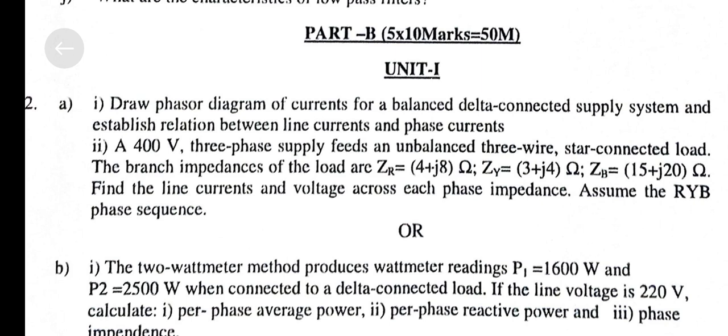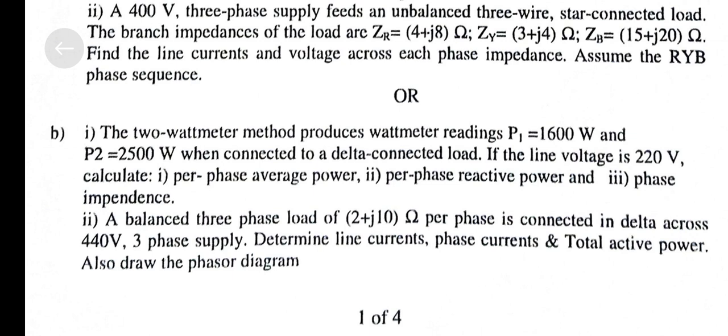Second one, a 400 volts 3-phase supply feeds an unbalanced 3-wire star connected load. The branch impedances of the load are ZR equal to 4 plus j8 ohms, ZY equal to 3 plus j4 ohms, ZB equal to 15 plus j20 ohms. Find the line current and voltage across each phase impedance. Assume the RYB phase sequence.